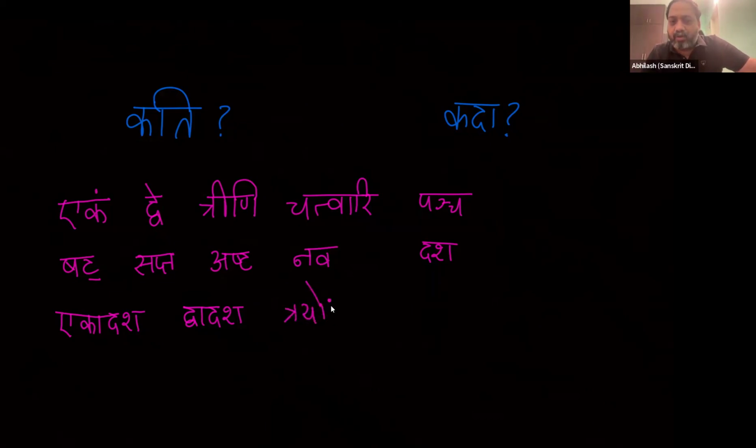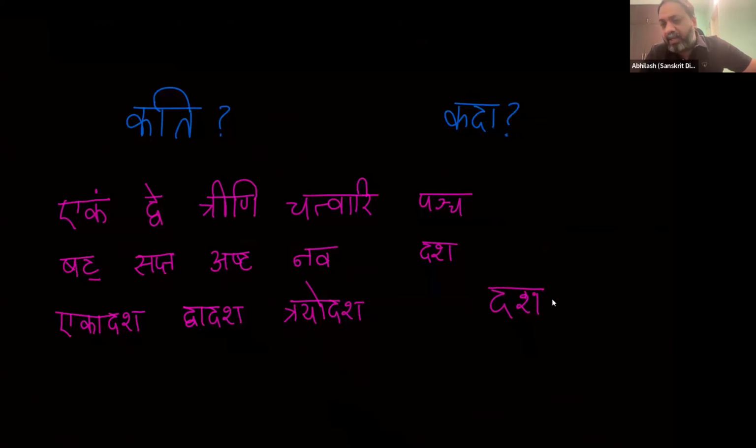Trayodasha. That's 13. Doesn't a line come above sha in Hindi? Sh has a line, yeah, but that is not how it's written here. If you have to have a line, typically you do this, and then you put one thing here to indicate that it is sh. Otherwise, you leave space.